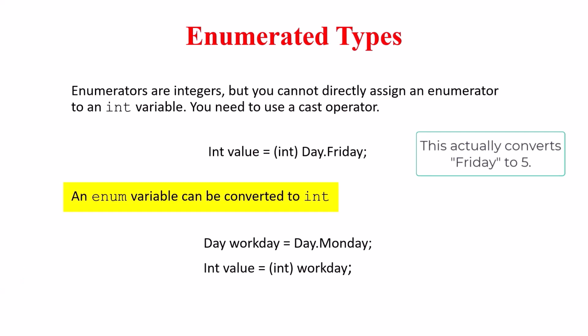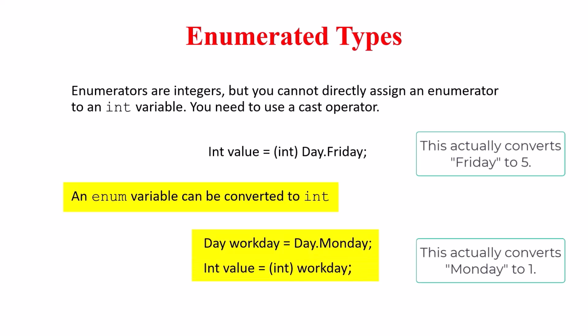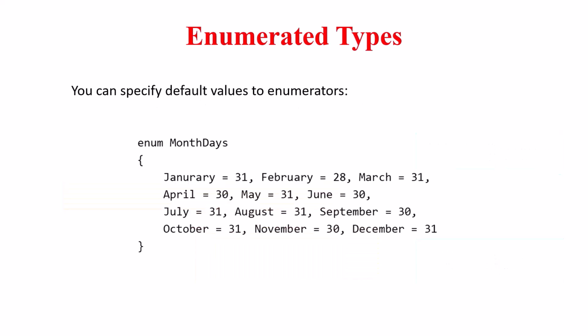An enum variable can be converted to int. Day.workday equals day.monday. Int value is int workday. So we'd end up getting Monday out of that. Before we were saying that if you put in Sunday, Monday, Tuesday, Wednesday, Thursday, Friday, Saturday, you'd be assigned 0, 1, 2, 3, 4, 5, 6, 7. Or, 0 through 6, whatever.